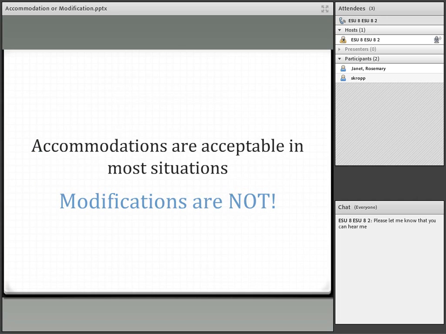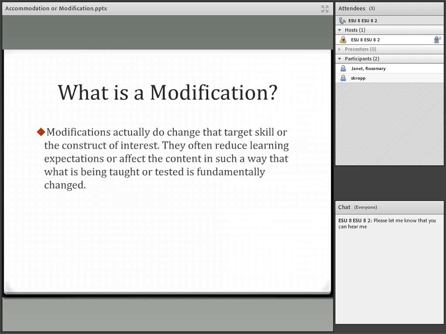Another thing is that accommodations are acceptable in most situations, but modifications are not. So we're going to start talking about modifications now. And modifications are quite different from accommodations because modifications do change that target skill that we talked about earlier. So the critical learning that is non-negotiable, with a modification, that is being changed. They often reduce learning expectations or affect the content in such a way that what is being taught or tested is fundamentally changed from what is being taught or tested to the peers.